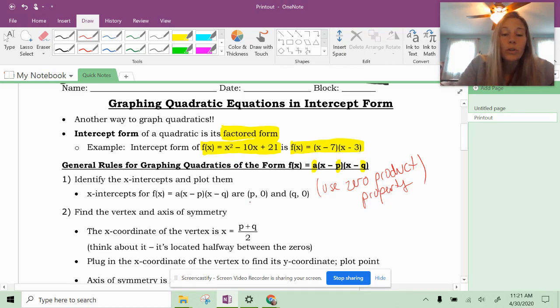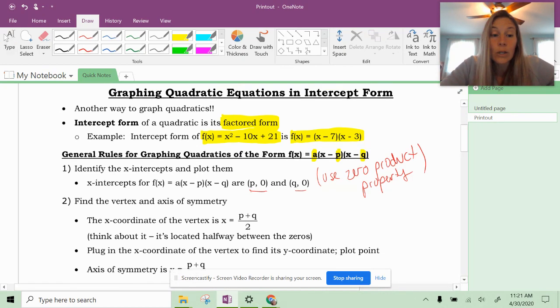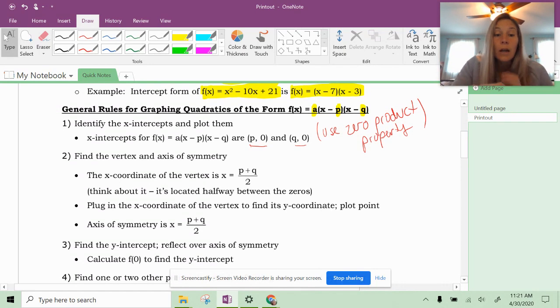After we found those two x-intercepts, we could plot them on the graph right away if you wanted to, and then you're finding the vertex and the axis of symmetry. So the x-coordinate of the vertex is (p plus q) over 2. You're just taking those two numbers you get for your intercepts and averaging them out. So you're adding them up and dividing by 2.